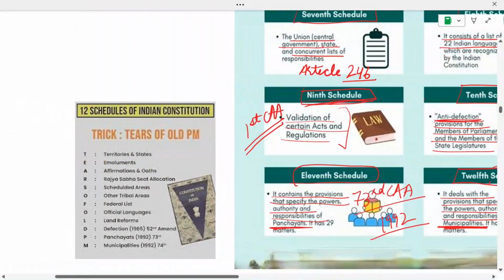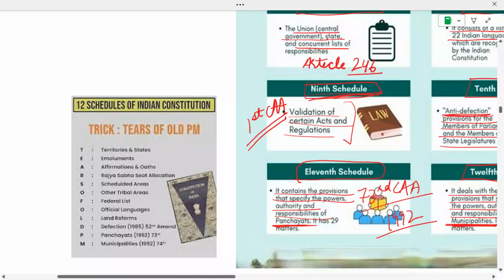So there is a mnemonic that you can remember for recalling these schedules. So the trick is Tears of Old PM. So TEARS, OF, OLD, PM. So first schedule, second, third, fourth, fifth, sixth, seventh, eighth, ninth, 10th, 11th and 12th.